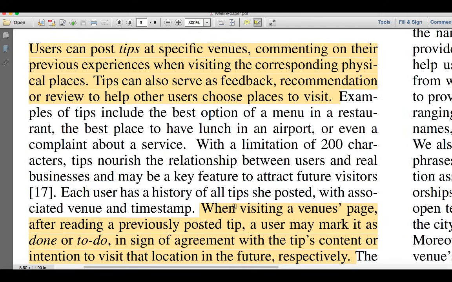Tips. As I said, users can post tips at specific venues, commenting on their previous experiences when visiting the corresponding physical places. Tips can also serve as feedback, recommendation, or review to help other users choose places to visit. So the idea is you go to a restaurant, you have food, and you want to give feedback to others saying the food was good or, the other way around, the food was bad. When others want to go to this restaurant, they can use this feedback to make a judgment. That's a tip.